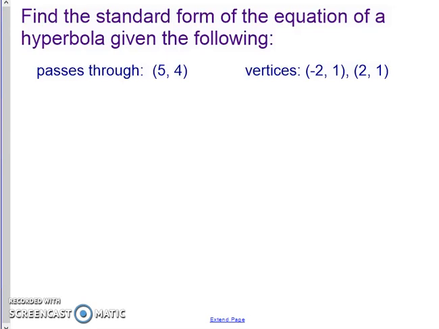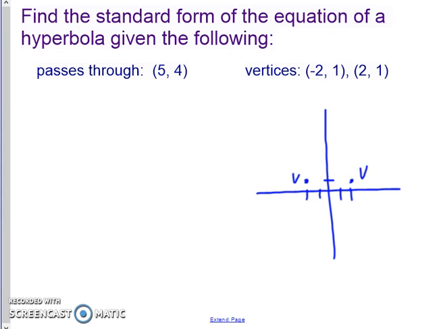Okay, so here we're going to find the standard form of the equation of a hyperbola given the following. It passes through the ordered pair (5, 4), and we have vertices (-2, 1) and (2, 1). So the very first thing that I would like to do is go ahead and draw this. So I have (-2, 1) for one of my vertices, (2, 1) for the second.